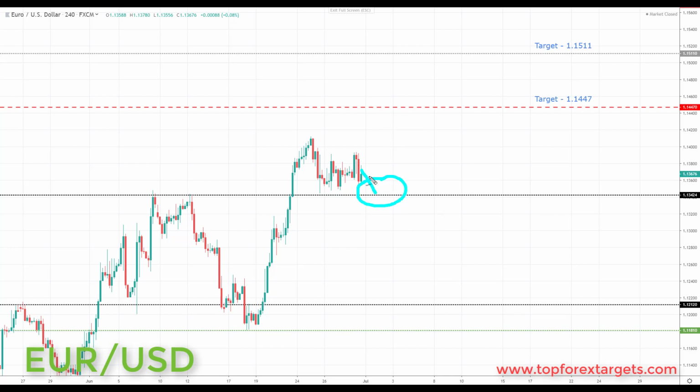And if we get the right kind of bullish formations and patterns in this area, we're going to be looking at initiating longs up towards the next key of resistance to the upside and the target set at the 1.1447. And if we can get a breakthrough here, we're going to be looking up towards the next key of resistance to the upside and target 2 at the 1.1511.